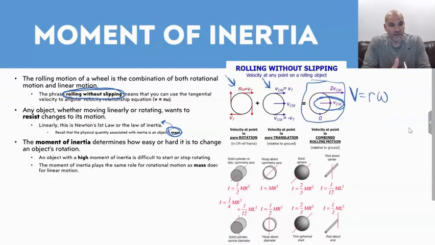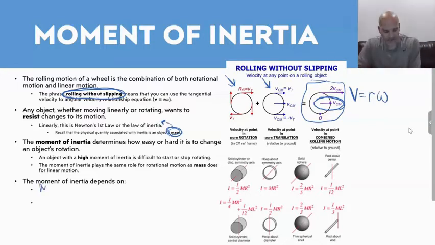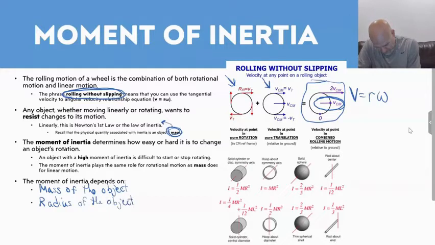Well, guess what? There's a rotational equivalent too. The moment of inertia determines how easy or hard it is to change an object's rotation. Mass is the linear piece, and moment of inertia is the rotational piece. An object with a high moment of inertia is difficult to start or stop rotating. The moment of inertia plays the same role as mass does for linear motion. It depends on two things. One, the mass of the object. The second, the radius of the object.